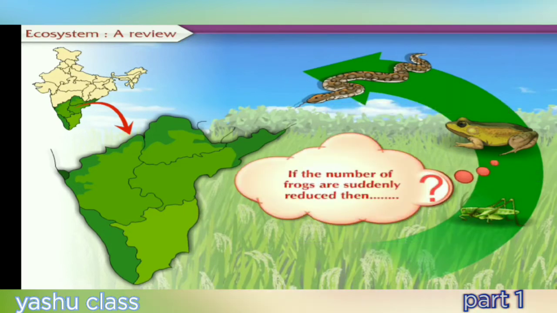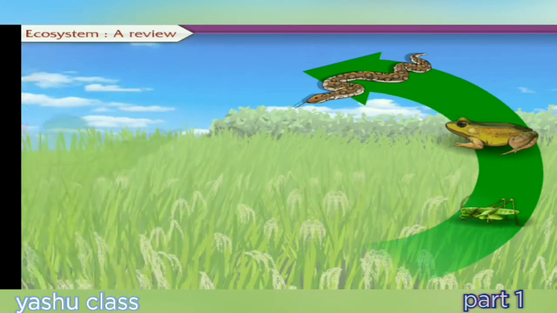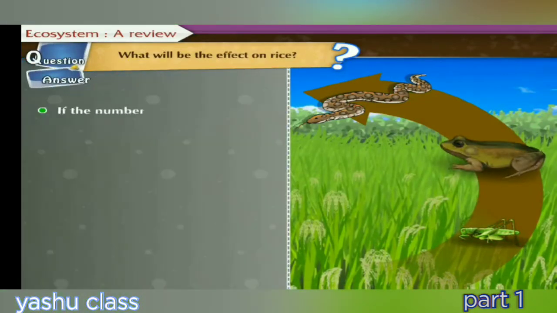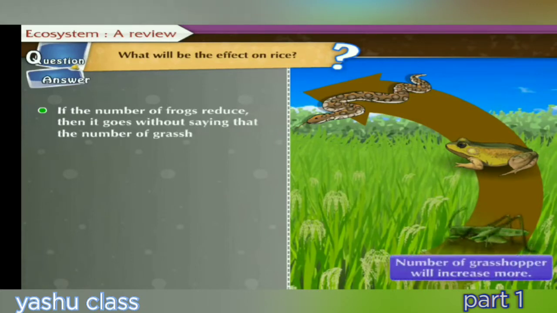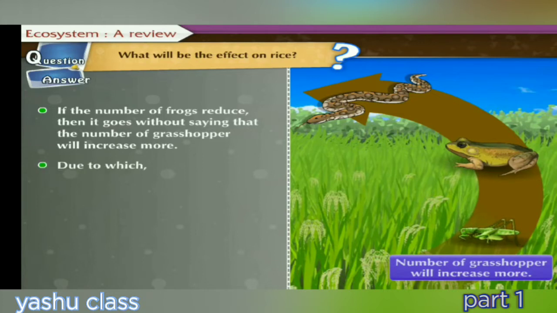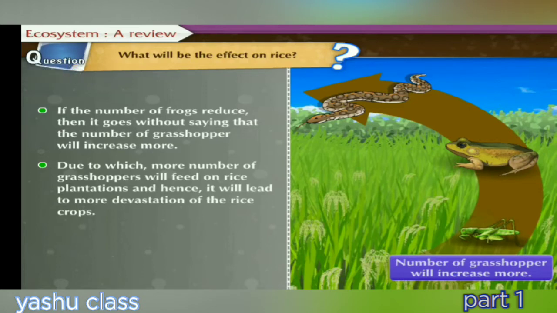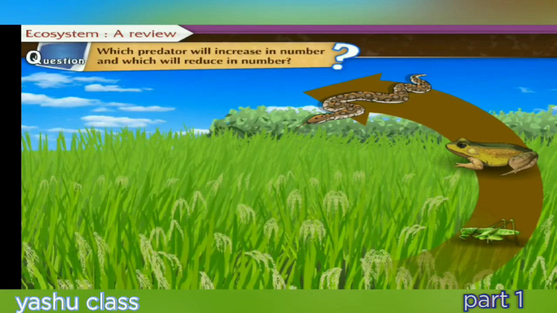But if the number of frogs is suddenly reduced, then what will be the effect on rice? If the number of frogs reduces, then it goes without saying that the number of grasshoppers will increase more, due to which more grasshoppers will feed on rice plantations, and hence it will lead to more devastation of the rice crops. Which predator will increase in number and which will reduce in number?